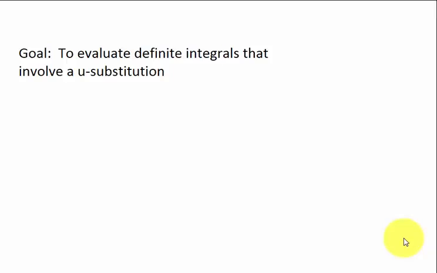In this video, we're going to evaluate definite integrals that involve a u-substitution. Before you watch this video, you should have already found the solutions to indefinite integrals that involve u-substitution. So you should already be familiar with the technique of u-substitution. So the example that we're going to do today is this one.